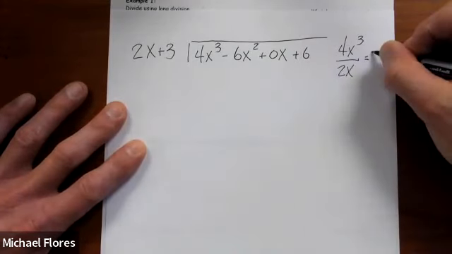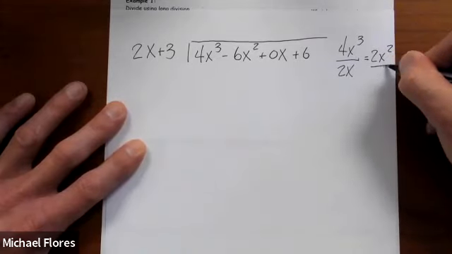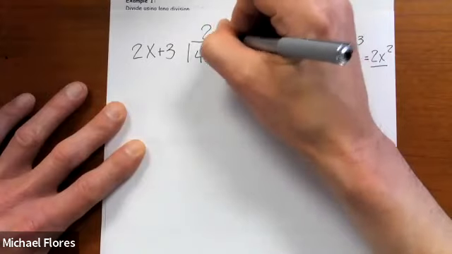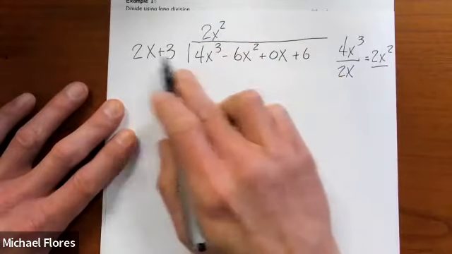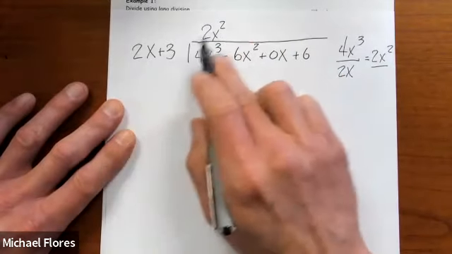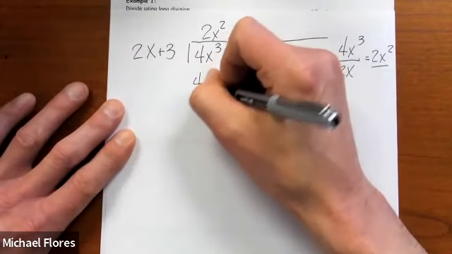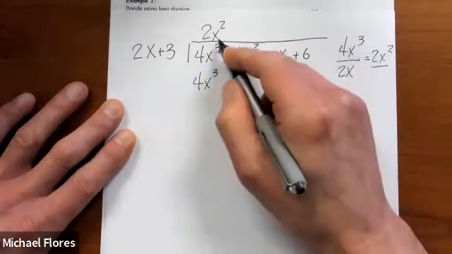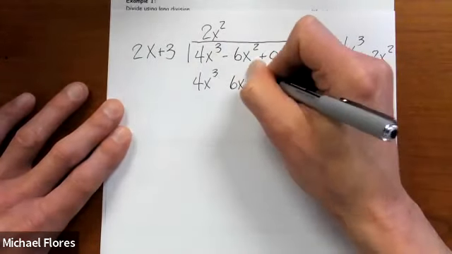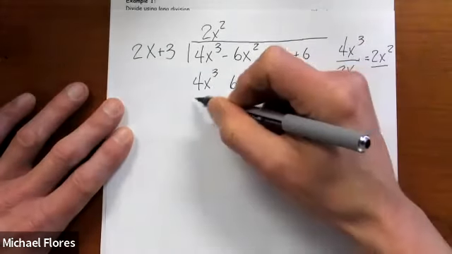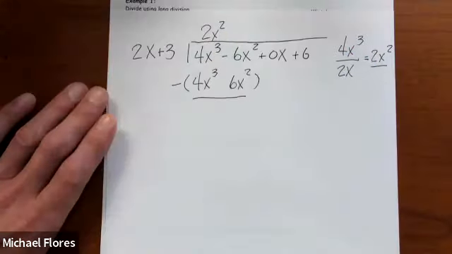4 divided by 2 is 2. X cubed divided by x is x squared. So I want to take this result and write it here. Now, whatever I have just written here, I want to multiply it by these 2 numbers. So 2x squared times 2x is 4x cubed. And then 2x squared times 3 is 6x squared. Now repeat this. Underline, wrap, negative.